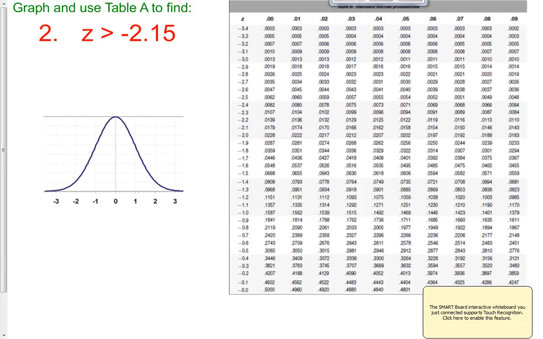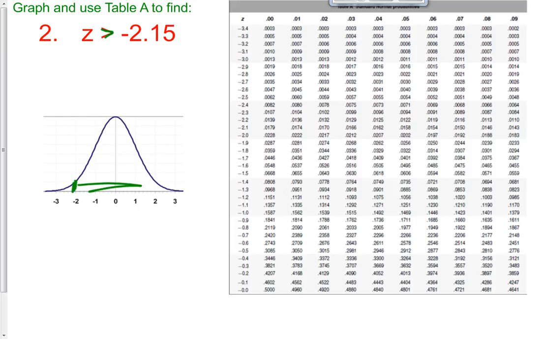Take a look at this next one. What percent of Z-scores lie greater than a negative 2.15? So you guys have to turn your table A over to get to the negative side. So here's a negative 2.15 roughly. And I want all the Z-scores that are greater. I want the percent that is greater than a negative 2.15 standard score. So again, it's going to be significantly higher than 50% because from 0 to the end is 50%, and we're going all the way to negative 2.